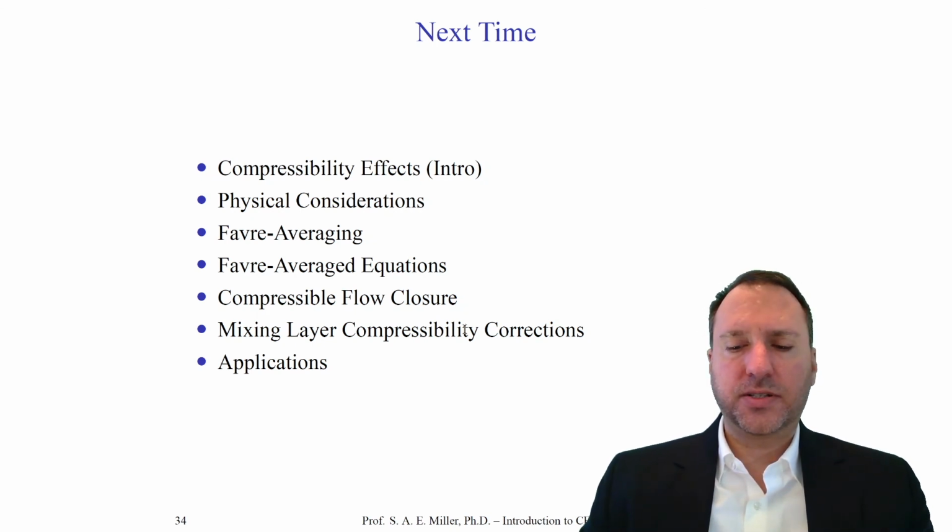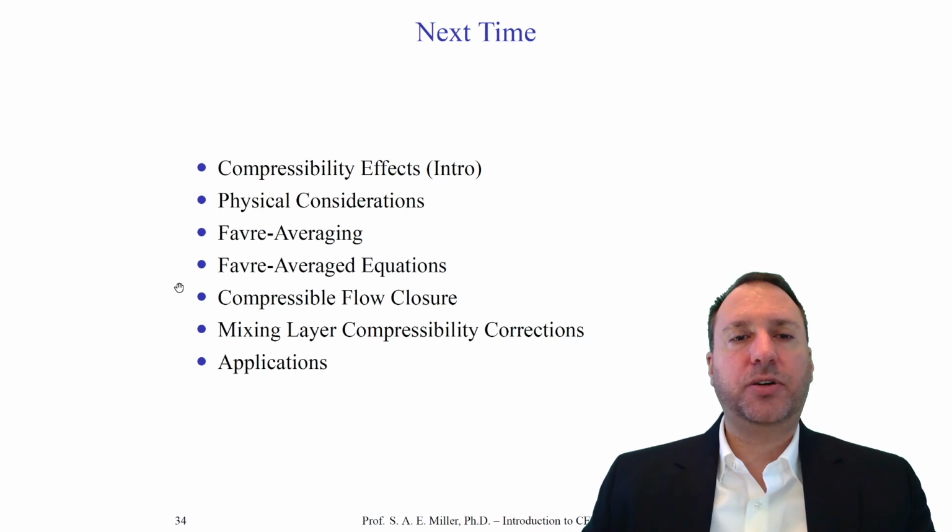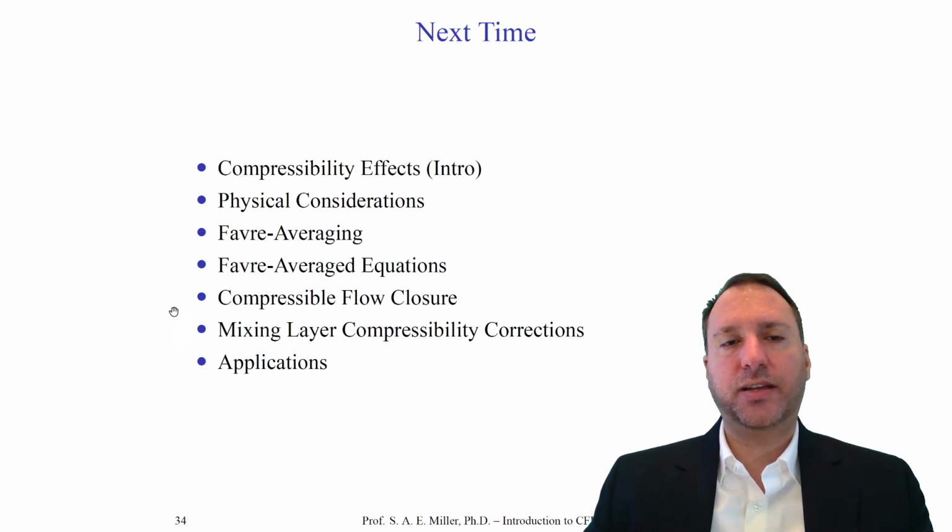And we'll talk about physical considerations, and then we'll introduce the whole new idea of the so-called Favre averaging, named after the mathematician Favre. And we'll derive the Favre average equations. These are opposed to the Reynolds average equations, but many turbulence closures and solvers today are actually solving as the base equations the Favre average equations. That just means they're mass weighted, and if you have a compressible flow, this is very ideal for the purposes of turbulence modeling and finding realistic solutions. We'll look at one particular compressible flow closure, and we'll apply that, of course, to mixing layer compressibility corrections and look at some particular applications.